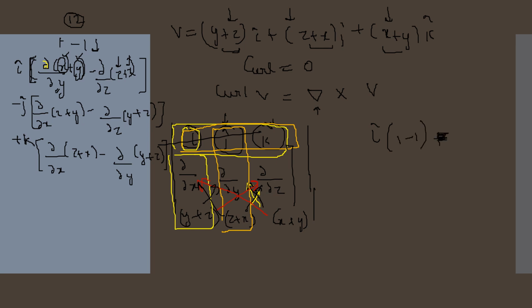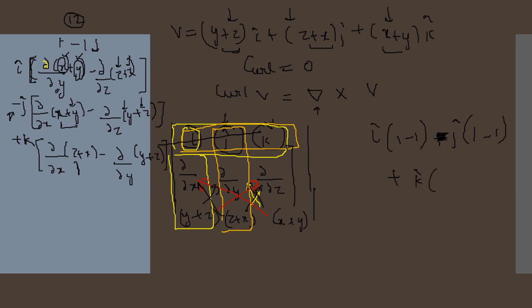It is minus here, so minus j. What is here? This is z plus y, this is x plus y, right? x plus y and y plus z. If you do x with respect to x, again 1. And y with respect to x, 0. y with respect to z, 0. z with respect to z, 1. So minus 1 plus k.